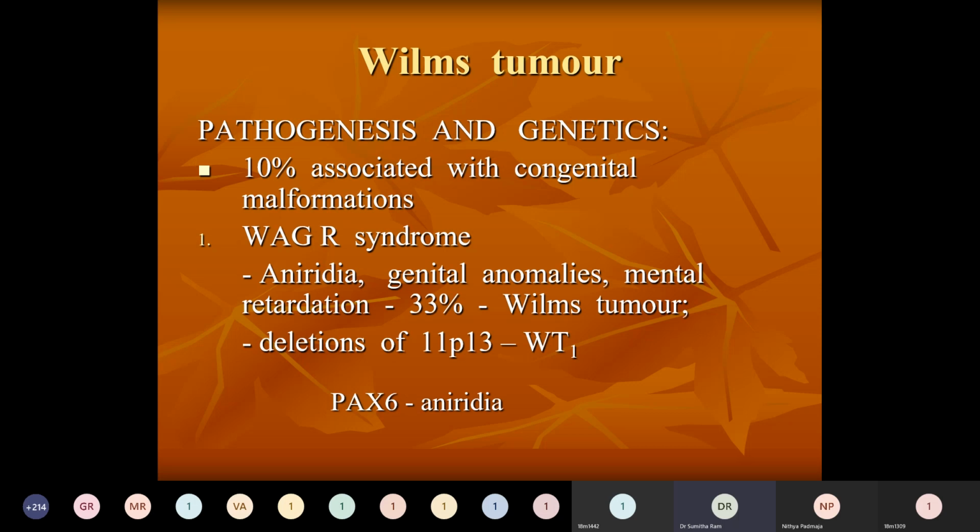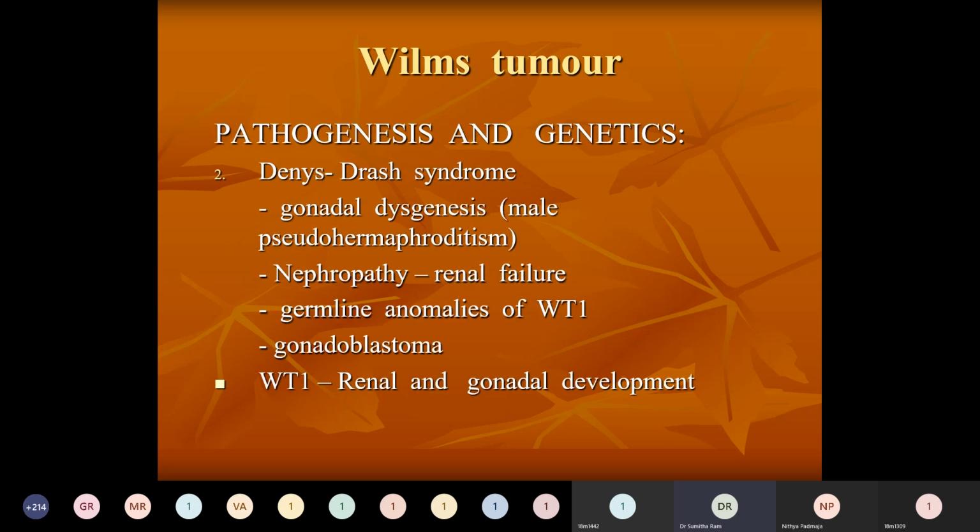This is one syndrome, that is the WAGR syndrome, and the second one is the Denys-Drash syndrome. Denys-Drash syndrome is comprised of gonadal dysgenesis, that is male pseudohermaphroditism, nephropathy, that is renal failure, and germline anomalies of the WT1 gene, along with gonadoblastoma, which is a germ cell tumor, an immature tumor arising from the gonads.